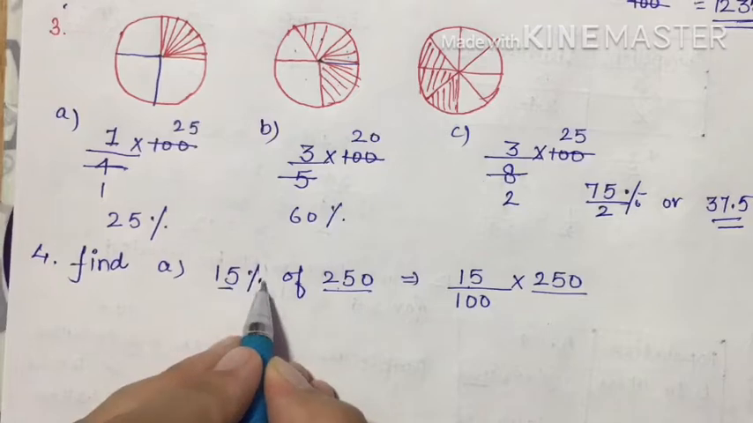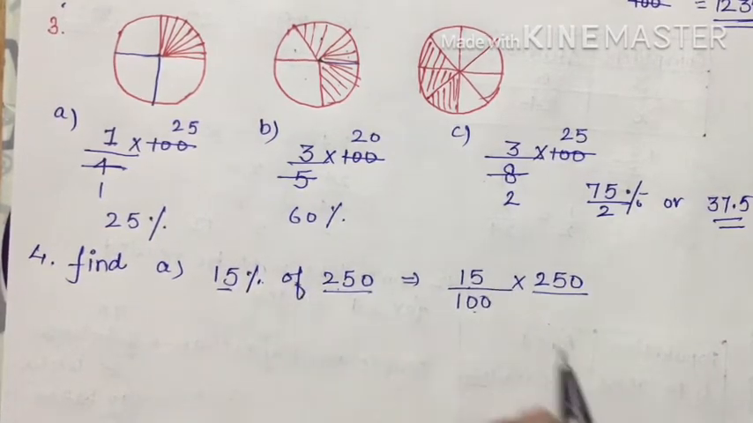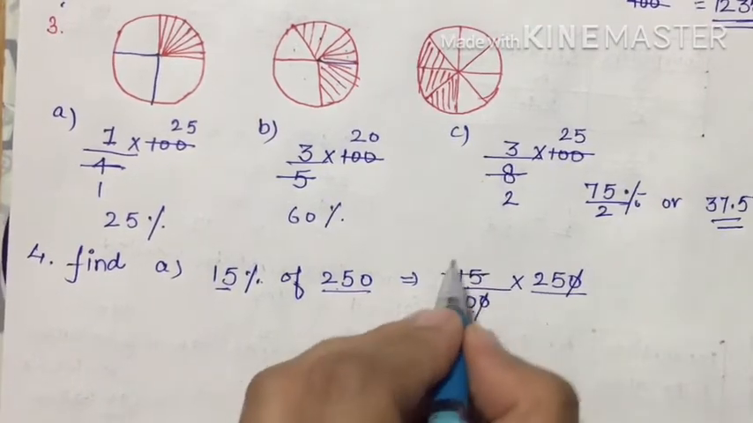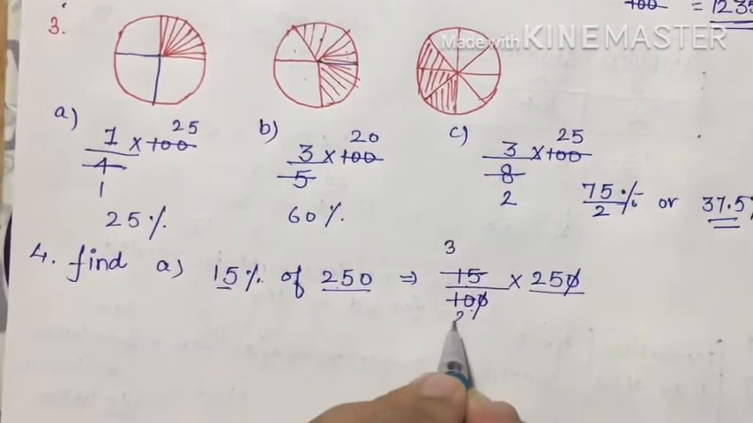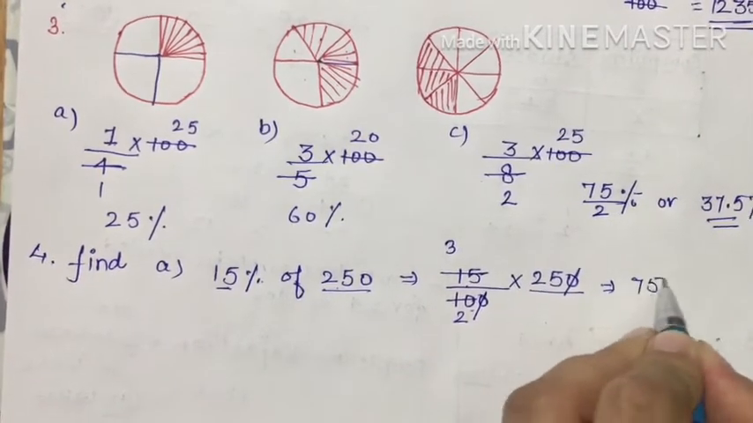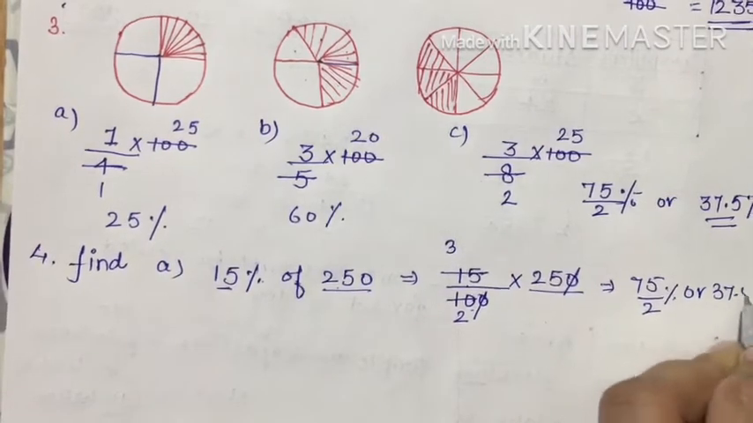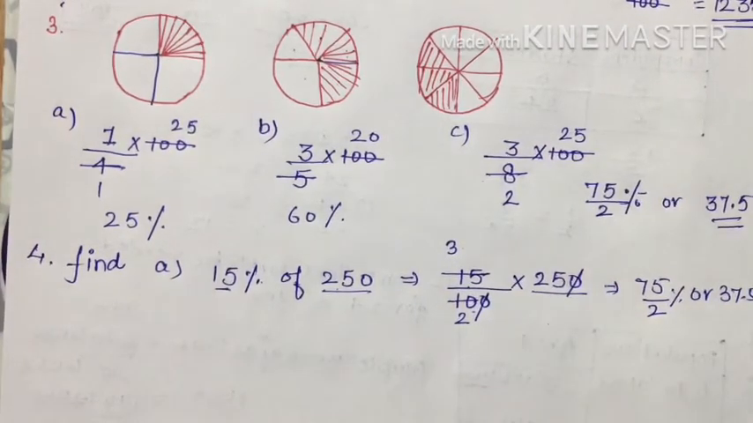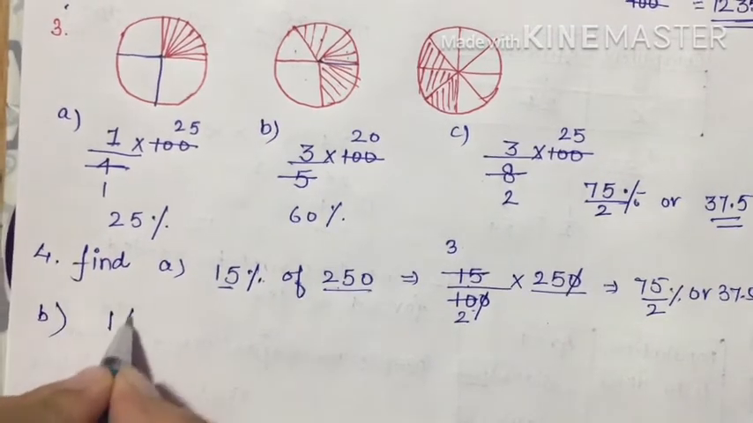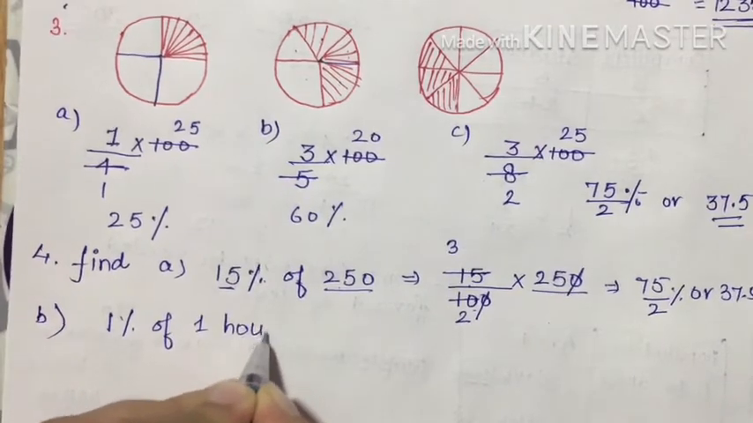If you want to remove this percentage, 100 will become our denominator. Of means multiply. Now you can solve it further by the table of 5. 5 threes are 15, 5 twos are 10. Now no further cutting, you can multiply. 75 divided by 2, same, or you can write 37.5.